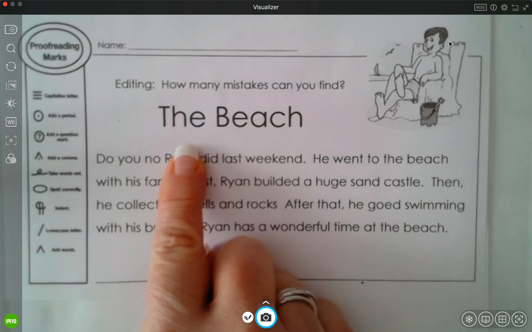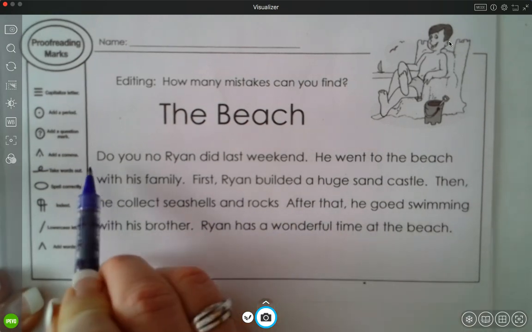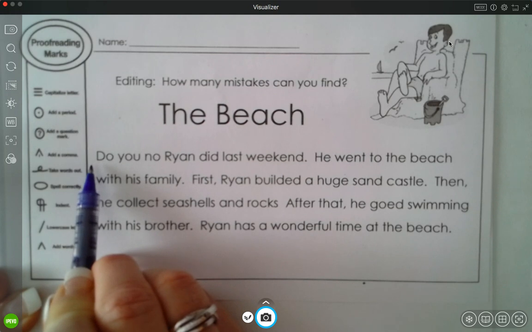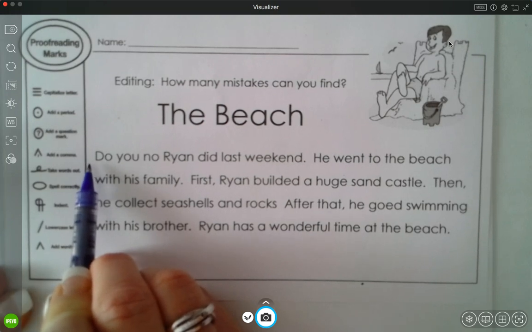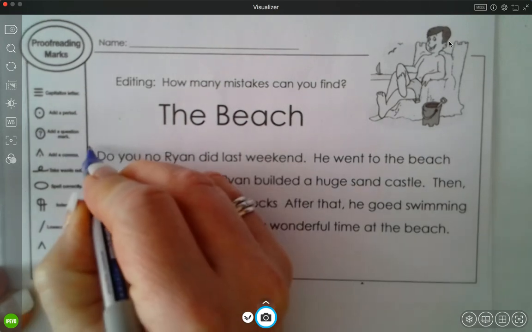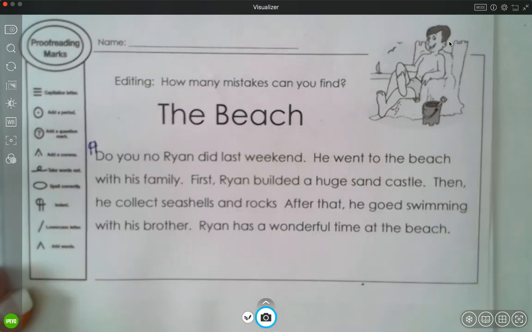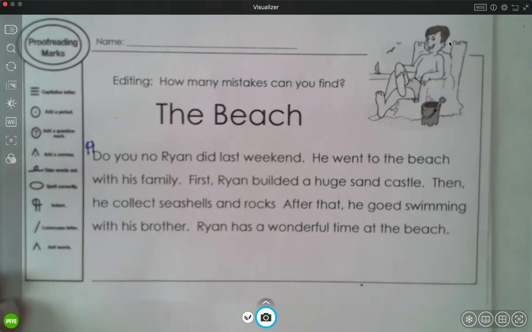As I look at this just to begin with, I don't even need to read it. I can see right off the bat, without reading any of the words, that the structure of this paragraph is not correct. I look at the beginning of the paragraph and I can tell it is not indented. So I'm going to use this mark right here to show that I need to indent my paragraph. I need to hit that tab key. It really is just like drawing a backwards P with an extra mark. So it's not indented. And now I'm going to read the first sentence.